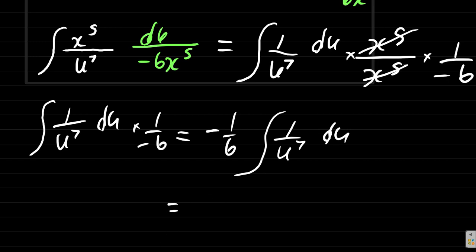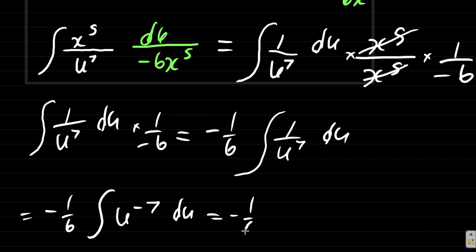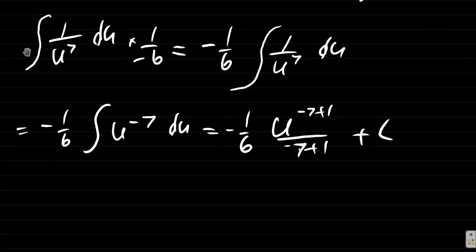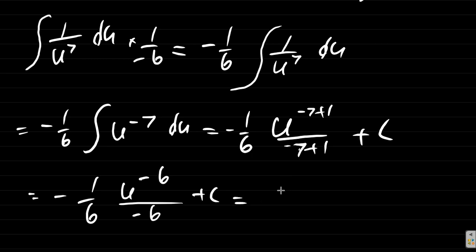Now, here, let's continue on this side. This is equal to negative 1/6 integral of u to the negative 7 du. This is going to be negative 1/6 u to the negative 7 plus 1 over negative 7 plus 1 plus c. See that? So it is negative 1/6 u to the negative 6 over negative 6 plus c.